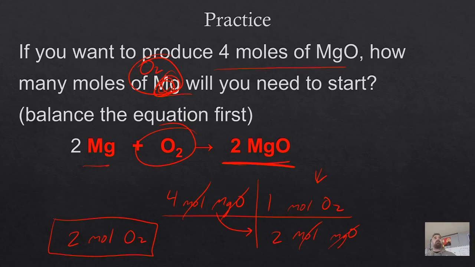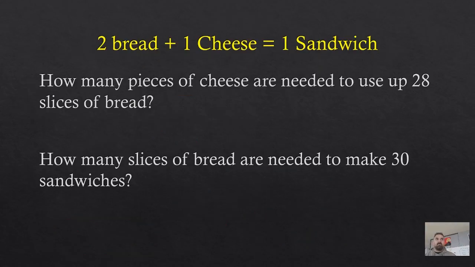Now, before I have you solve a problem like this, I want y'all to solve the same thing, but with cheese sandwiches. I'll give y'all 4 laps. I want you to solve both of these. Make sure you include units. These are both 1 step. All right, let's go.